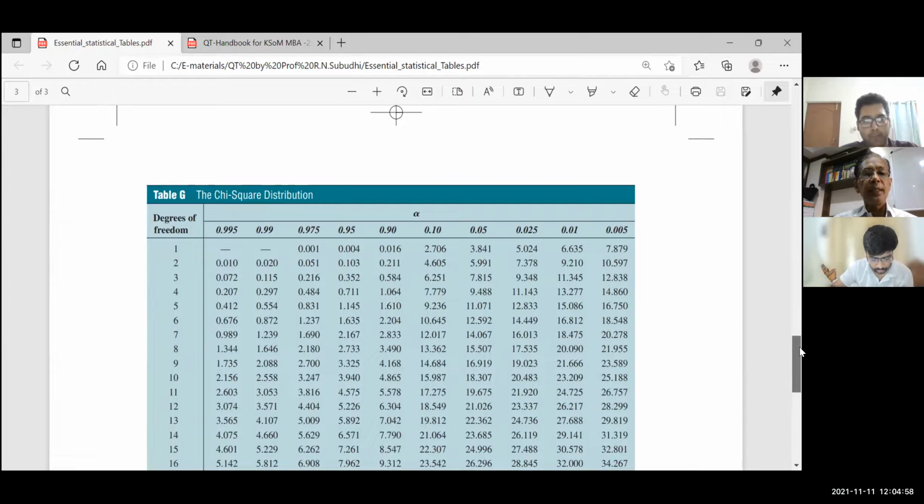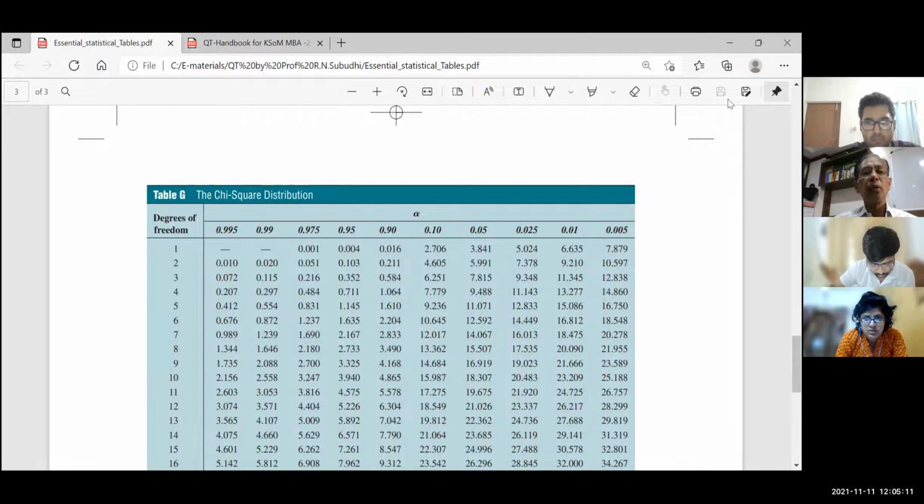What is 5%? Which column should we refer? So 0.05, that is 1. Help him, tell Ronit. 0.05. Not where 0.05 is written; highlight the 0.05 column. Yes.